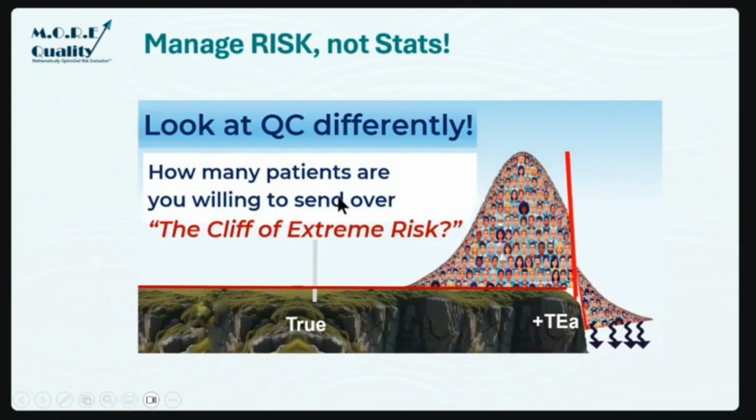So we want to first look at QC differently. How many patients are you willing to send over the cliff of extreme risk? What if we taught quality control this way? Instead of statistics where people's eyes glaze over and just walk out saying, I don't understand statistics. We've got to impress upon them that these are people that they're managing. And depending on how far your Gaussian curve goes over the allowable error limit, you are sending people over the cliff of extreme risk. And it's just a more interesting and meaningful way to look at it.